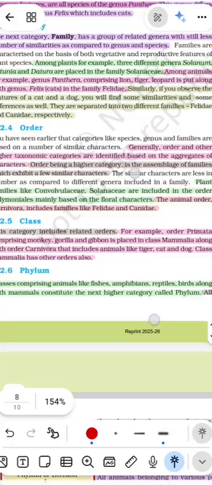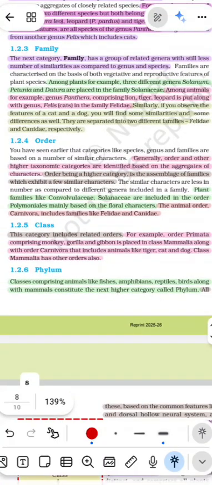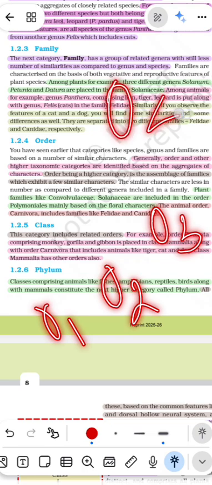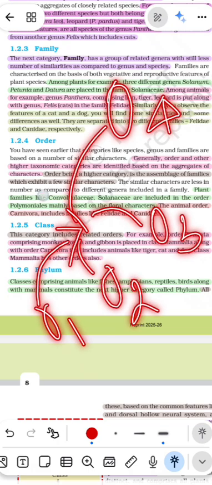Then we move forward to class. This category includes related orders. For example, order Primata, comprising monkey and gorilla, is placed in Mammalia along with Carnivora, which includes tiger, cat, dog. Class mammalia has other orders too. So in a class there are many orders: order 1, order 2, order 3, order 4 together form a class.